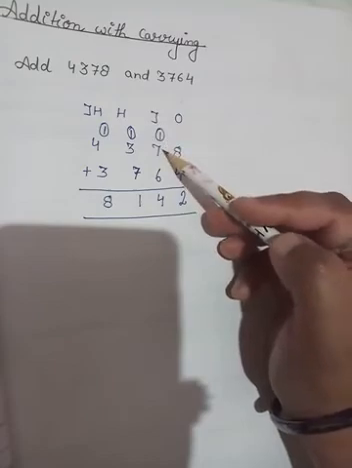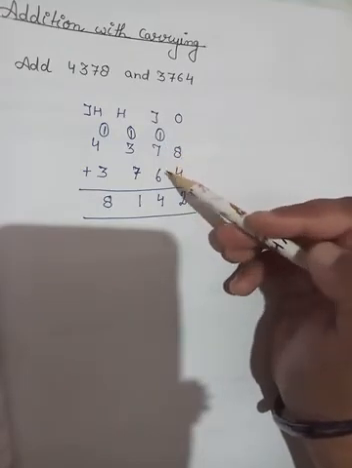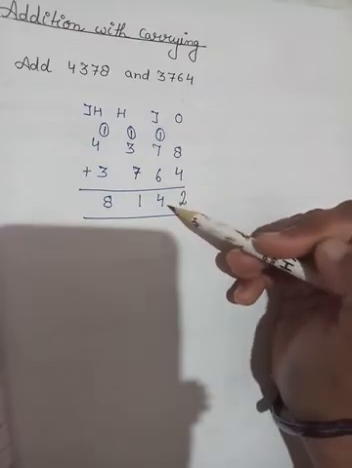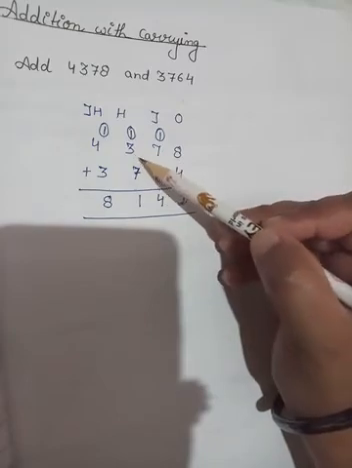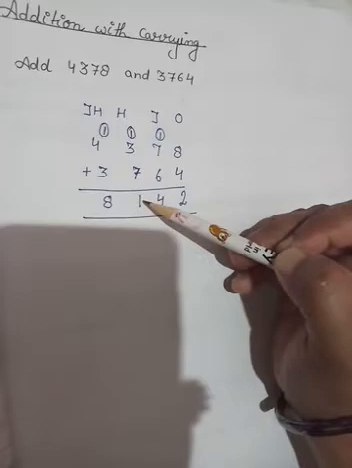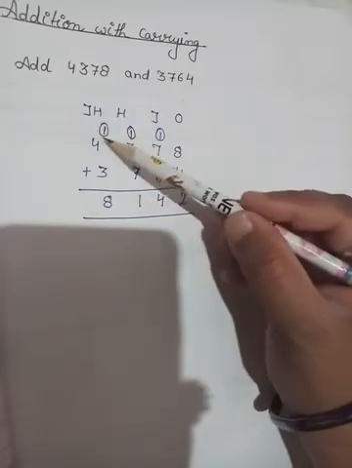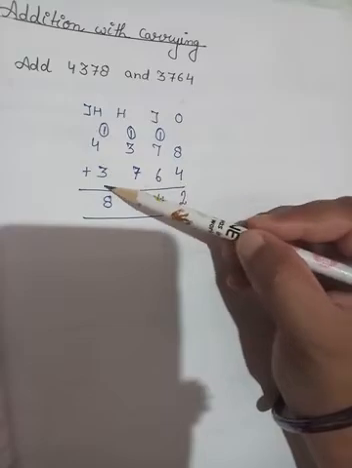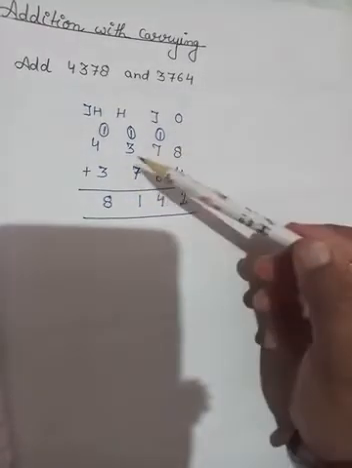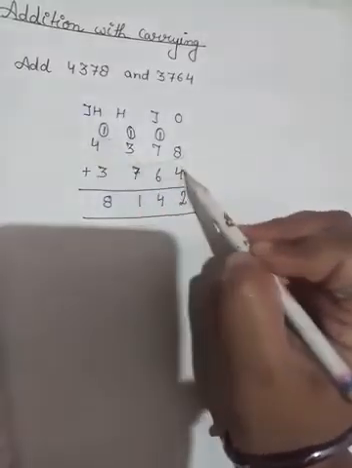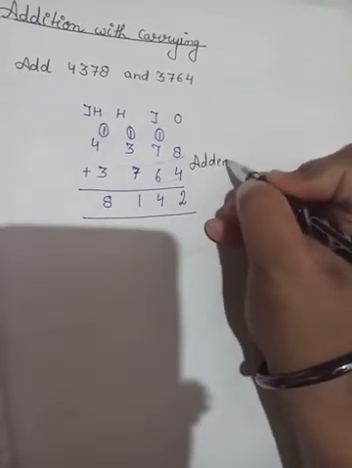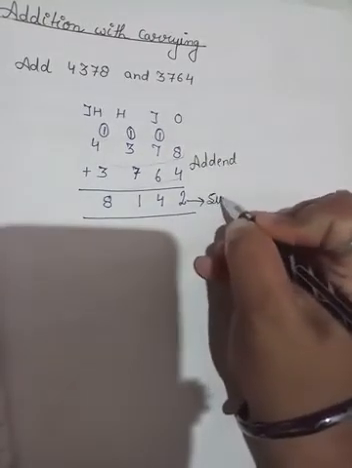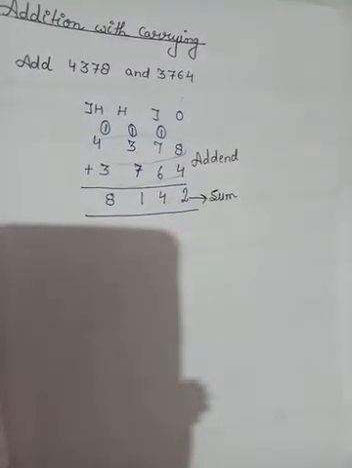Similarly, in this number also, when we will add this number, we will get 8 plus 4, which is equals to 12. Here we will write 2, 1 will be carry. 1 carry plus 7 which is equals to 8, 8 plus 6 which is equals to 14. Here we will write 4, 1 carry plus 3 which is equals to 4, 4 plus 7 which is equals to 11. We will write 1 here and 1 carry. 1 carry plus 4 plus 3 means 8. And again these are known as addend and the result sum.